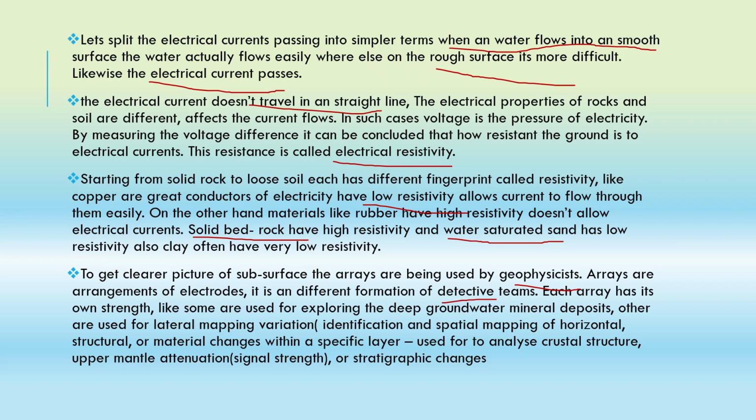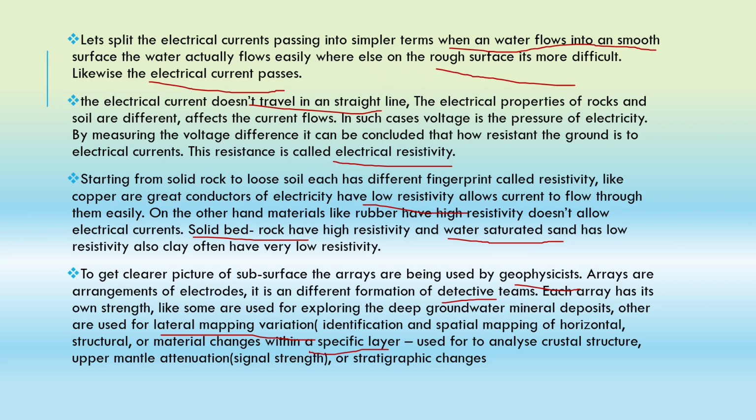In case I have a SIPCOT-like water treatment plant beside my home or my site, and my groundwater is being affected by that wastewater treatment plant, I can detect it by deep groundwater mineral deposits or by lateral mapping variation, that is, identifying and mapping horizontal structure: how the soil and the rock are layered below and how the material changes within the specific area.